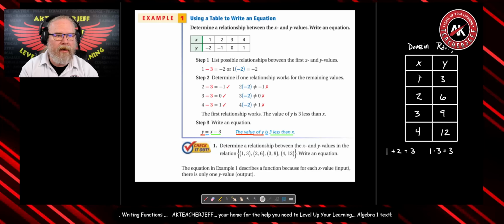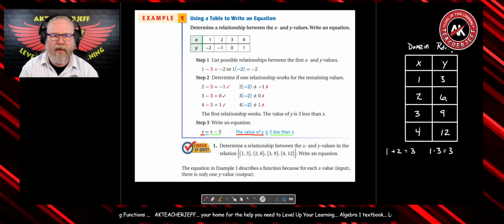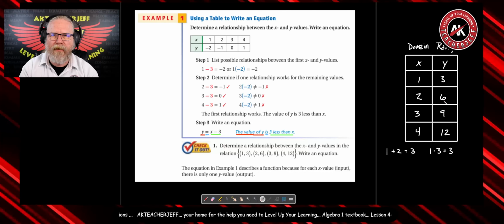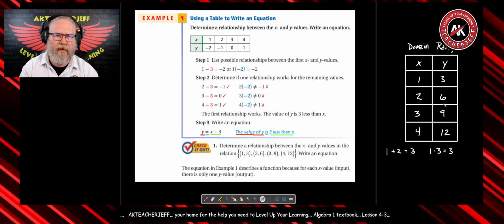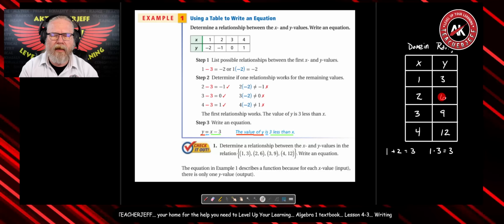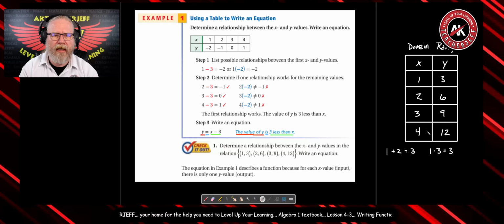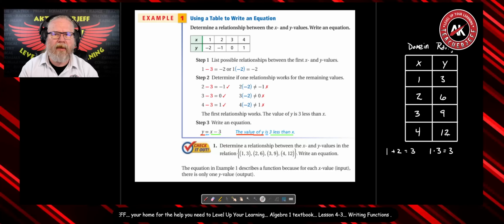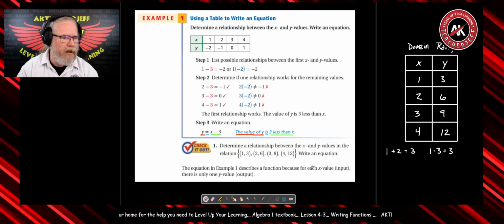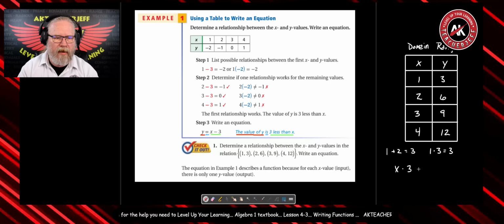Get my highlighter here. 2 plus 2. So if I added 2 to this, I would get 4, not 6. So I can pretty much stop there and check the next rule that I've thought of, and that is to multiply times 3. So 2 times 3, indeed that is 6. 3 times 3 is indeed 9. And 4 times 3 is 12. So it appears that the rule is to take whatever x is and multiply it times 3.